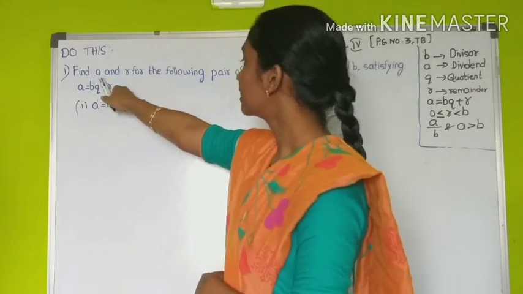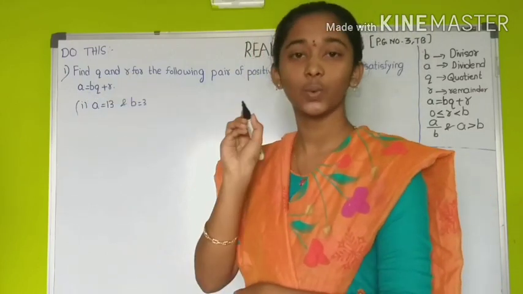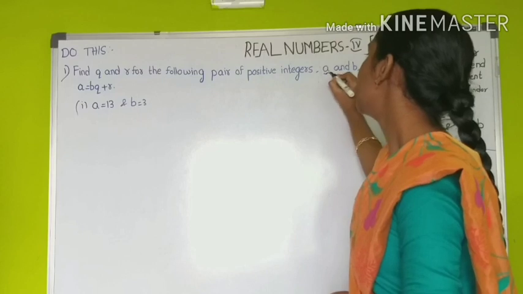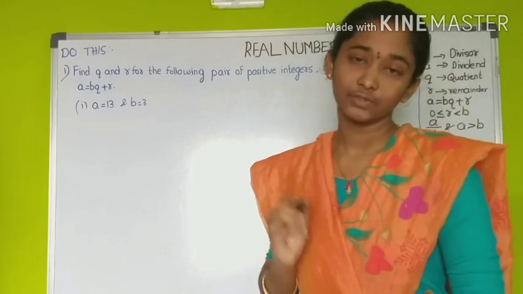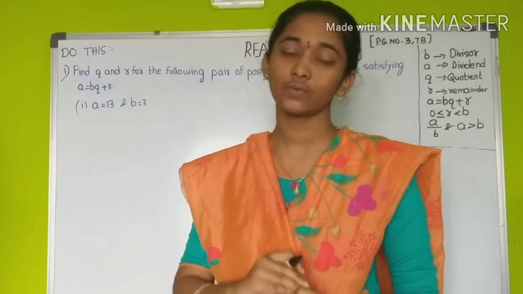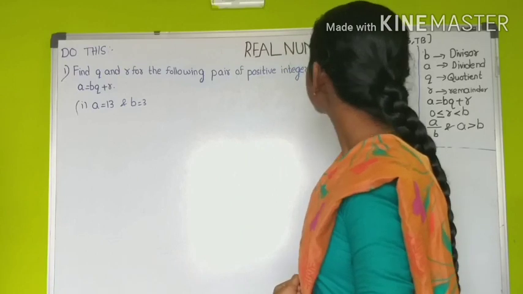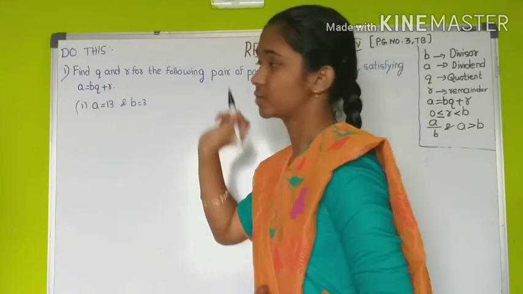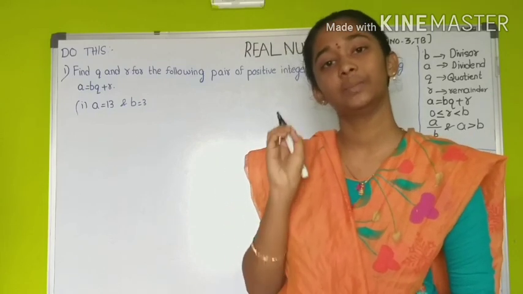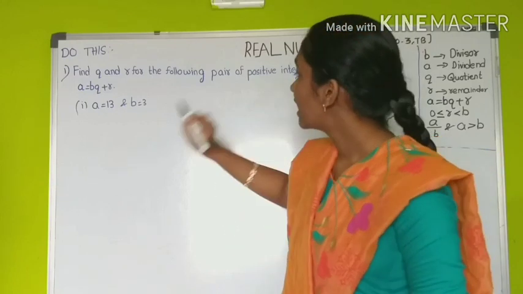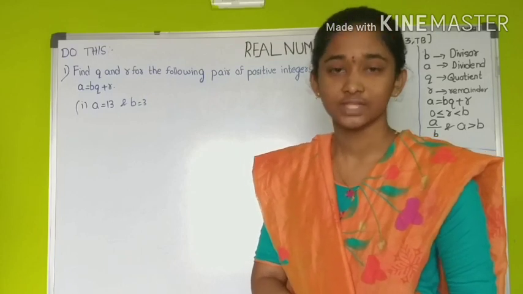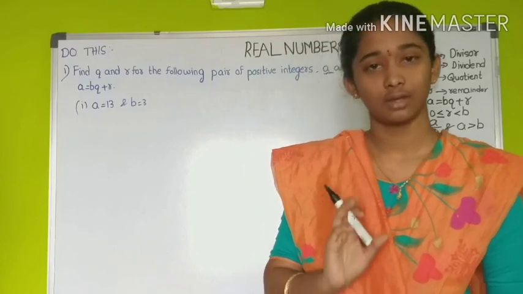The question is: find Q and R. We need to find the integers Q and R for the following pairs of positive integers A and B. They will give the values of A and B in the question, and we need to find the values of Q and R that satisfy A is equal to B into Q plus R. So when you find Q and R for these A and B values, they should satisfy Euclid's division lemma, that is, A is equal to B into Q plus R.